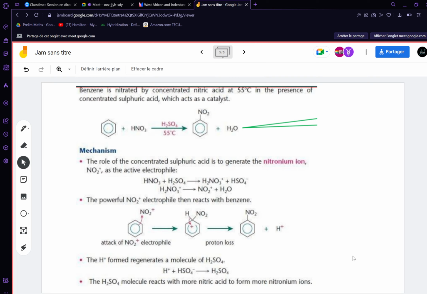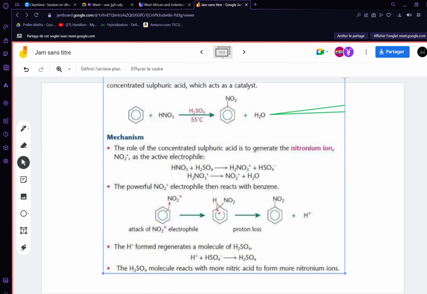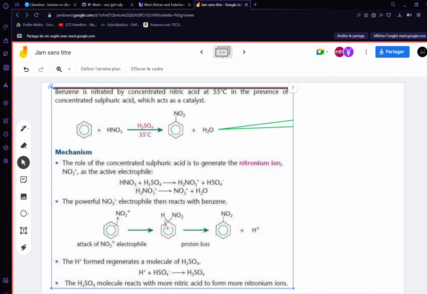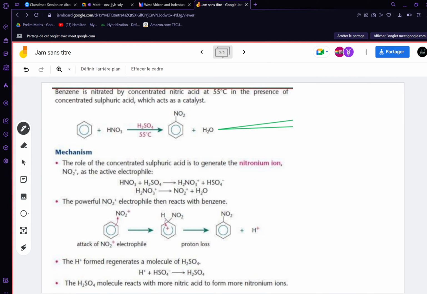Benzene is nitrated by concentrated nitric acid at 55 degrees Celsius in the presence of concentrated sulfuric acid, which acts as a catalyst. This is the condition, and we need to know all of it, right? I want you guys to know everything about it. So we're using nitric acid, and in the process, we're going to end up with nitrous acid and hydrogen sulfate and those type of things.